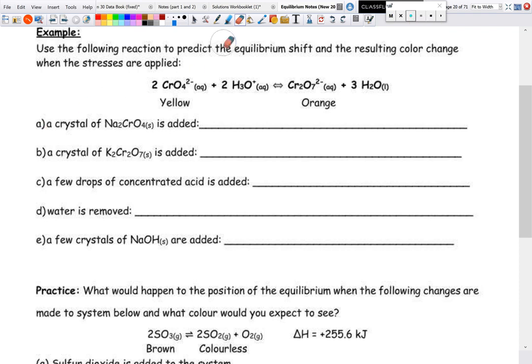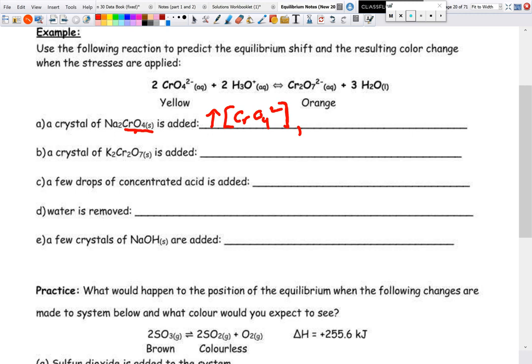So we have different scenarios here, A, B, C, D, and E, where we're doing a stress, and we have to figure out what the stress is. It's either going to be a change in concentration, a change in temperature, or a change in pressure or volume, and we're going to figure out which way the equilibrium is shifting. So for the first one, if we add a crystal of sodium chromate, remember this is an ionic compound, it's going to dissociate into sodium ions and specifically the chromate ion. So what we're doing is increasing the concentration of CrO4 2- in this example.